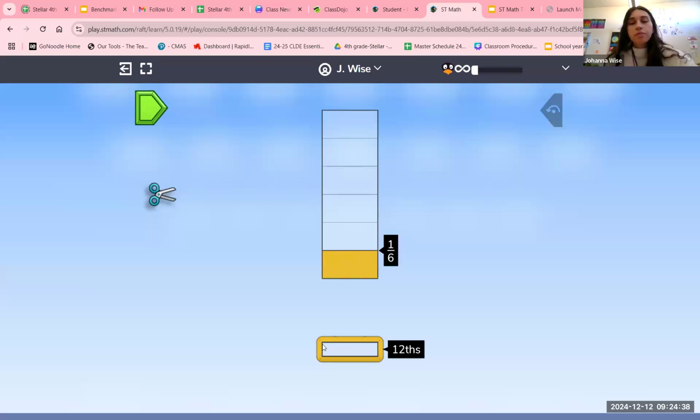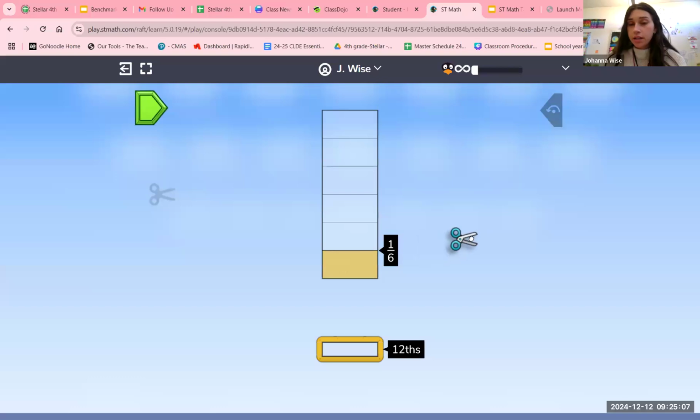Now notice down here, we want to try to get 12ths, and we want it to be this size. That's just another way to look at it. But I need to think, what number can I multiply by 6 to equal 12? I know 6 times 2 equals 12. So I'm going to multiply 6 times 2 is 12.